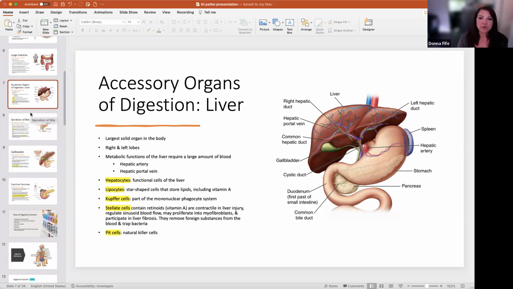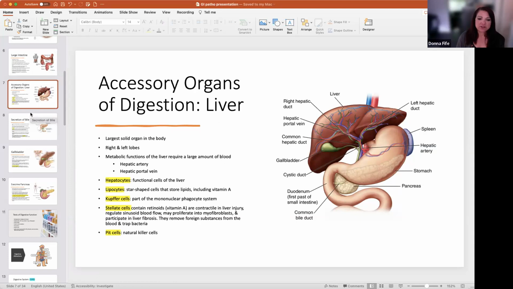Metabolic functions of the liver require a large amount of blood, and that blood is coming from the hepatic portal vein and the hepatic artery. Those are the blood vessels of the liver. Hepatocytes are the functional cells of the liver. Lipocytes are star-shaped cells that store lipids, including vitamin A. Kupffer cells are part of the mononuclear phagocyte system.